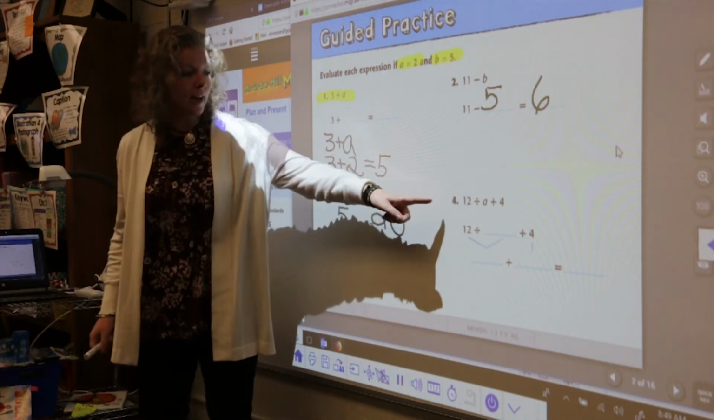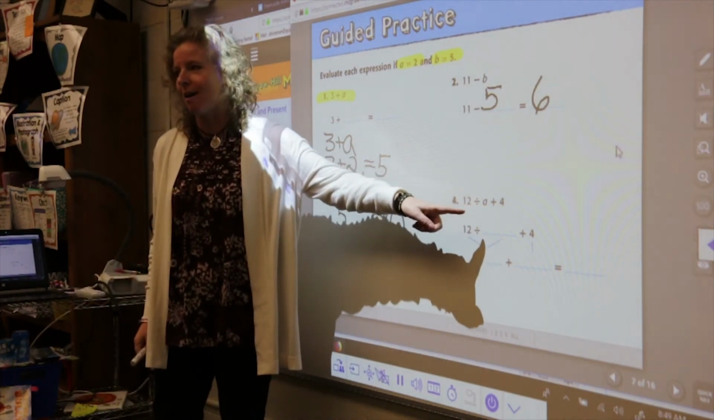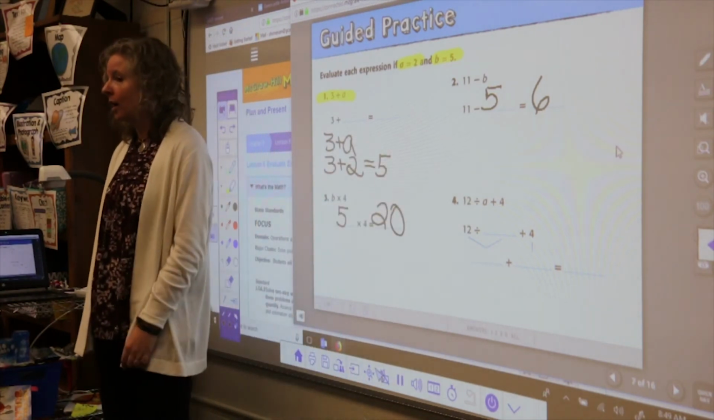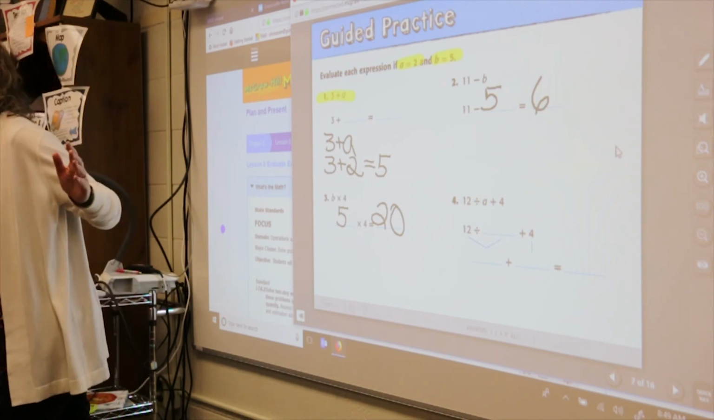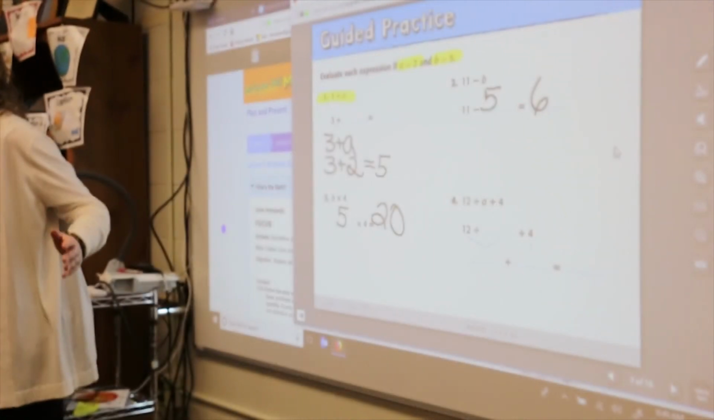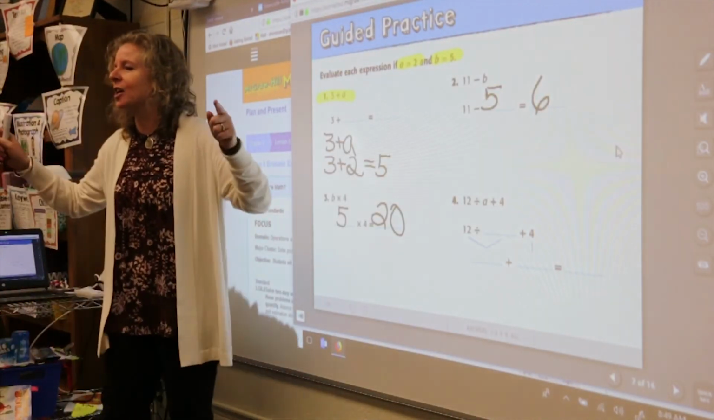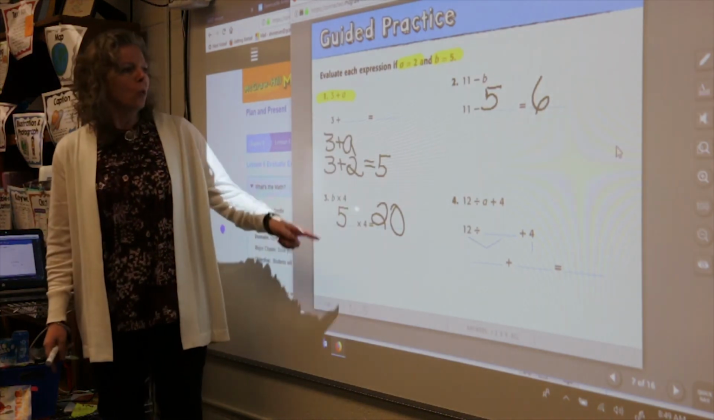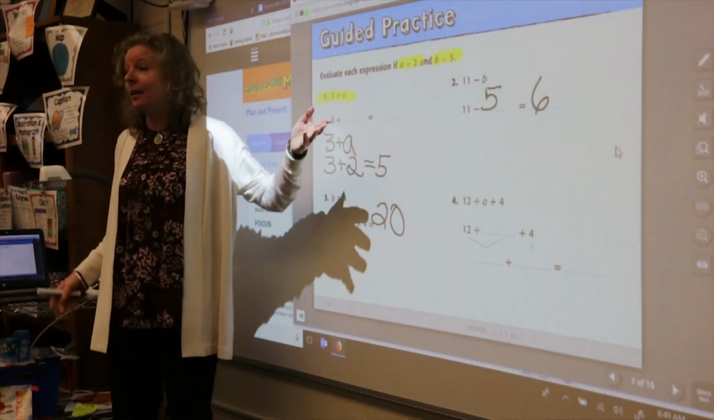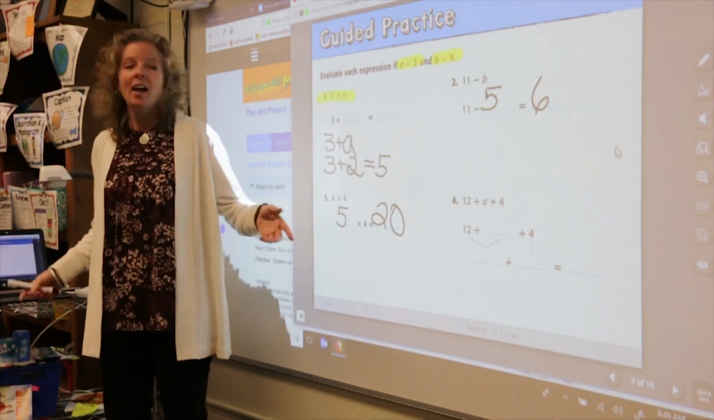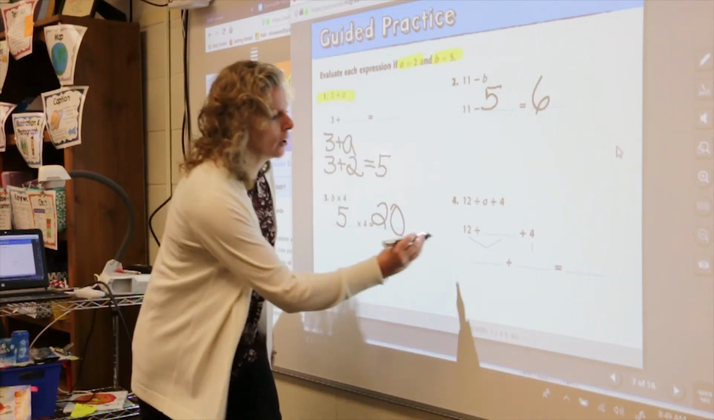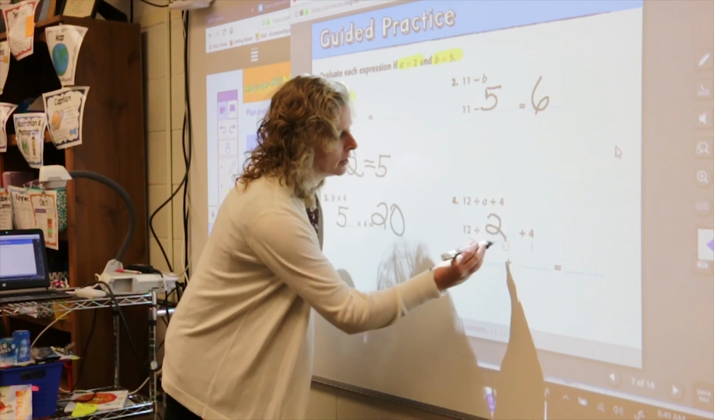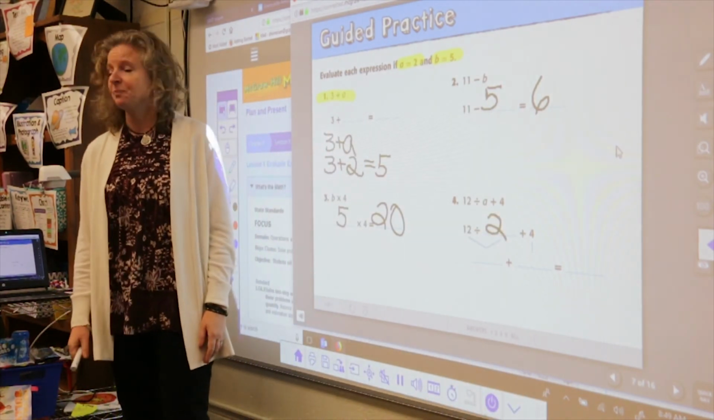Now, what letter do we have in this one? 2 is not a letter. What's wrong with you people? This is the tricky part. What does A equal? 2. And we know that because they have to tell us. So now we go 12 divided by 2 plus 4.